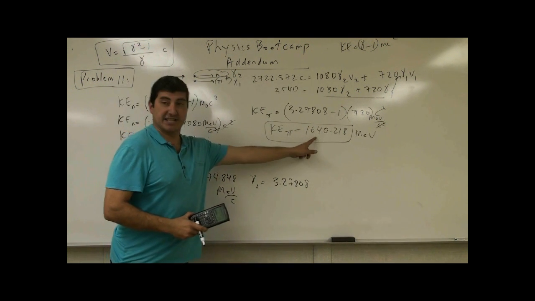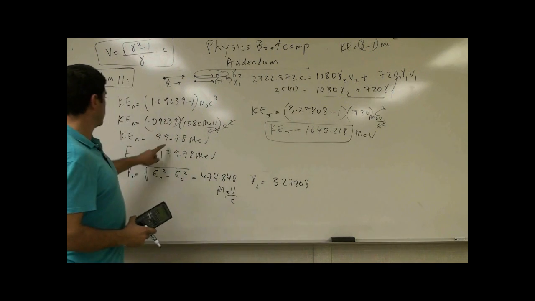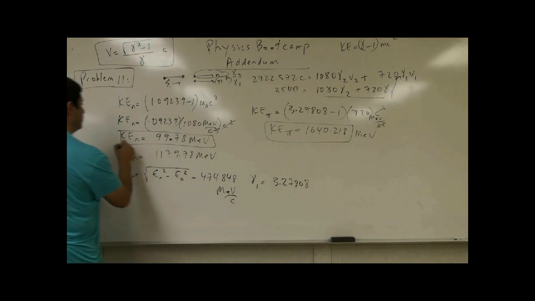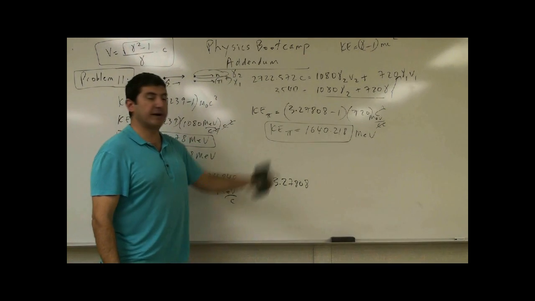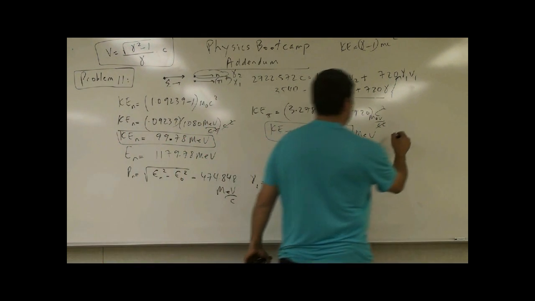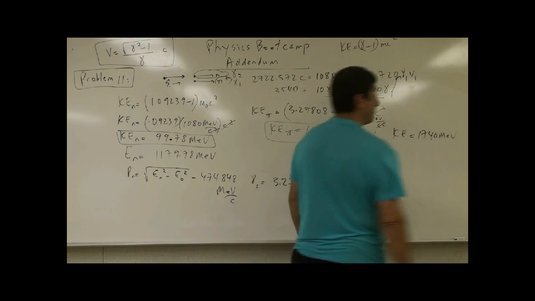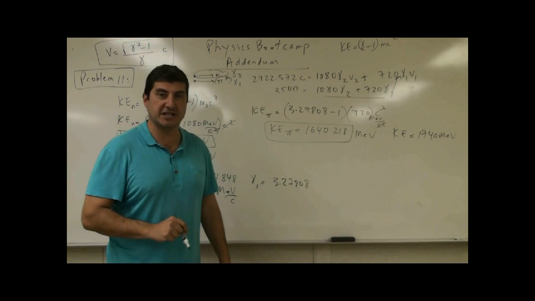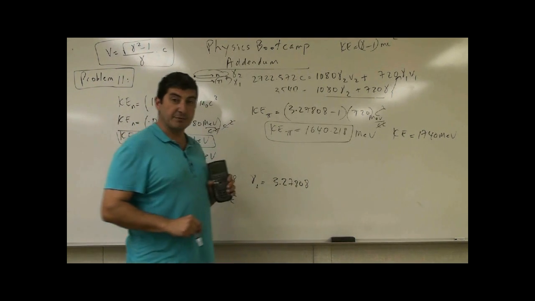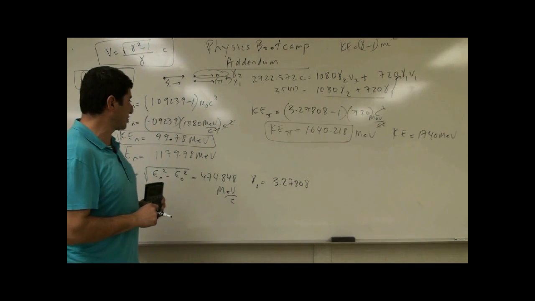If you add that kinetic energy, 1640 to 99, that's going to come out to be 1740. The total sum of the kinetic energy, 1740 mega electron volts. Remember, that's what the initial kinetic energy of the incoming sigma particle was. So kinetic energy is conserved.